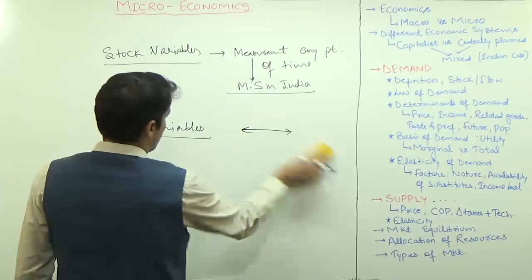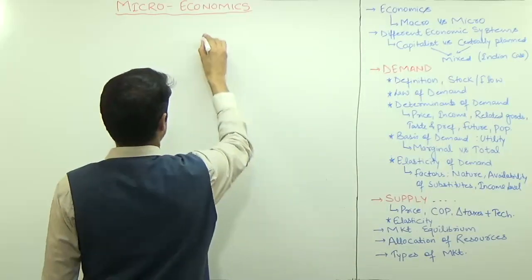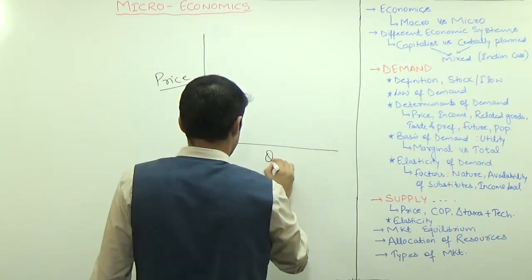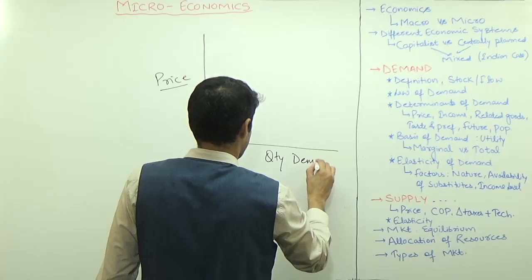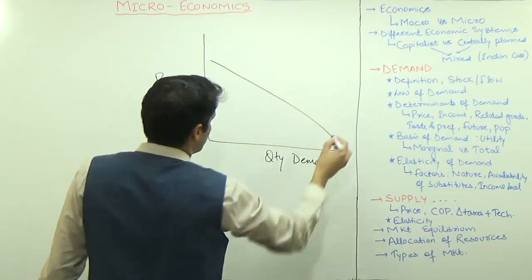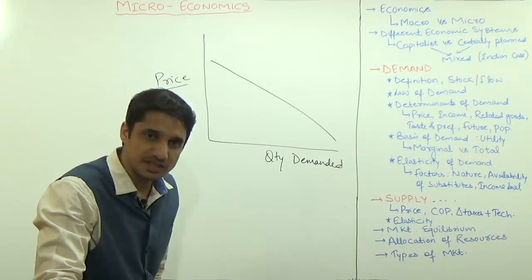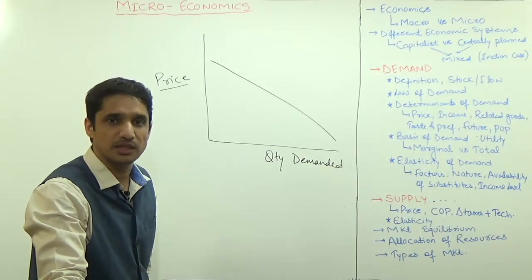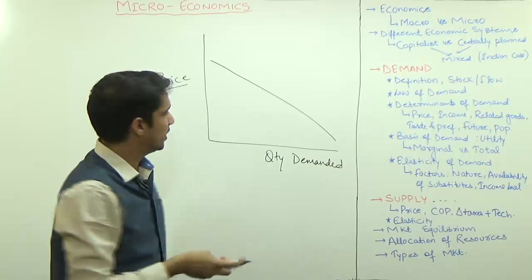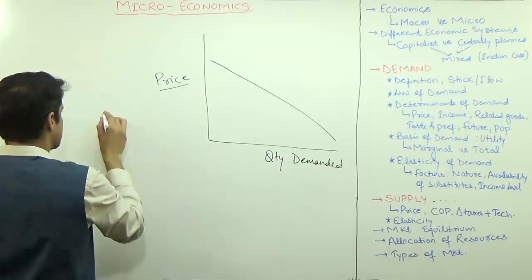Then the next one is the law of demand. What is the law of demand? The law of demand says that whenever the price of any commodity increases, the quantity demanded of that particular commodity decreases. Of course, if the price of this pen increases, I'll stop buying this pen. So when the price of any commodity increases, the quantity demanded of that commodity decreases.